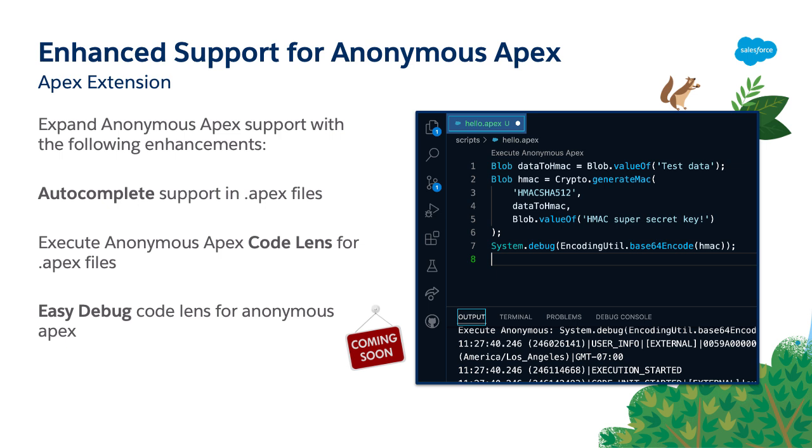We also heard from many of you that the ability to write short blurbs of Anonymous Apex and test it without needing to deploy to the org was a huge time saver. But the next step in the story is actually writing the Anonymous Apex. Without autocomplete support, the task becomes a lot more daunting.